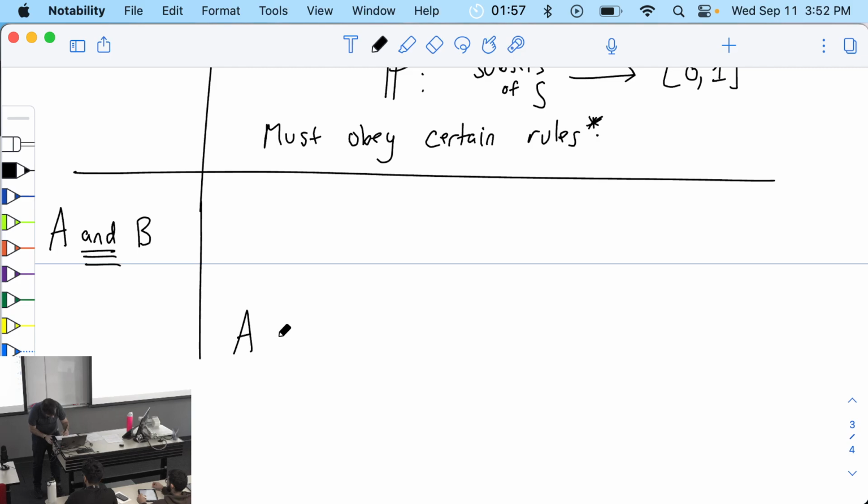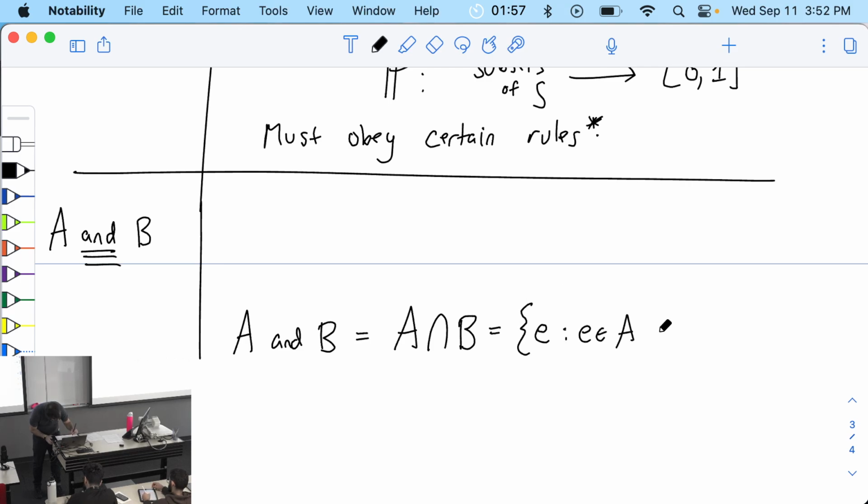So A and B always means A intersection B, and that is the set of all elements E such that E is in A and E is in B. So it's always an "and" in terms of the conditions, right? Like if I said the red peppers and the green peppers in probability class, I mean the peppers that satisfy both being red and being green. And I think I did this earlier, but let's do it one more time. Let's call out the parts of this thing if you've never seen it before.